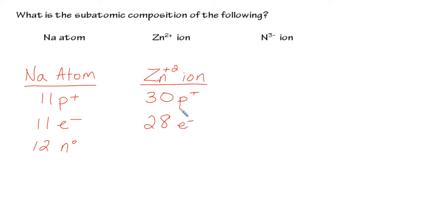So again, we'll round this. Zinc's atomic mass is maybe about 65.39. So if we round that to about 65, we're probably rounding it to the most stable isotope. So if there are 30 protons, we must have about 35 neutral neutrons.